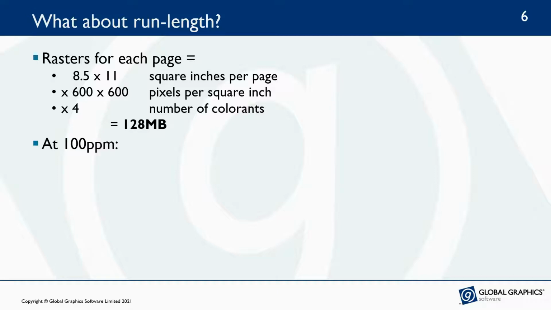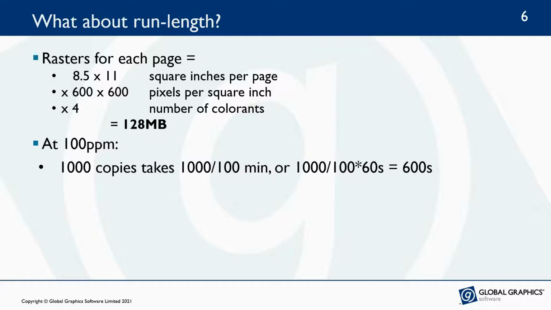Now assume that I'm printing it on a 100 page per minute printer, and I want 1,000 copies of it. It's going to take 1,000 over 100, or 10 minutes to print. That's 600 seconds. If the following job is 1,000 copies of another letter-sized page, the DFE has 10 minutes to rip that next page before the press will be ready for it. The average raster delivery data rate required from the RIP is 128 megabytes, one page, in 600 seconds, or about 1/5 of a megabyte per second.